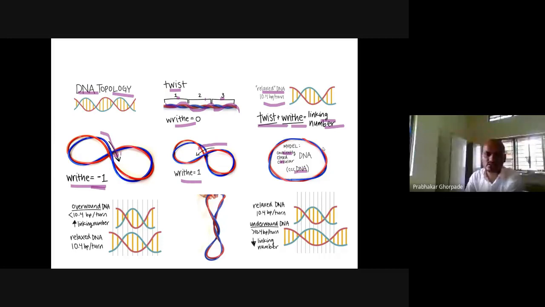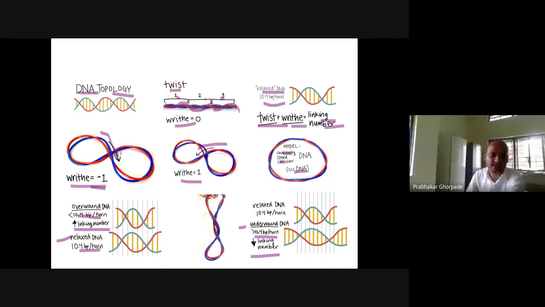The model of the covalently closed circular DNA, ccDNA. So this is covalently closed circular DNA. Overbound DNA has fewer than 10.4 base pairs per turn. If DNA is overbound, it means that it is very tightly wrapped, and this increases the linking number. If DNA is relaxed, it has 10.4 base pairs per turn. If DNA is underbound, it has more than 10.4 base pairs per turn, and the linking number decreases.